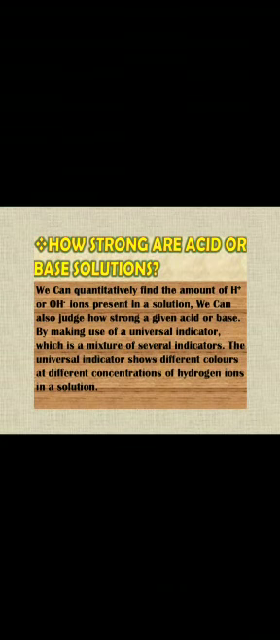So, moving on to the next topic, how strong are acid or base solutions? We can quantitatively find the amount of H+ or OH- ions present in a solution. We can also judge how strong a given acid or base is by making use of a universal indicator, which is a mixture of several indicators. The universal indicator shows different colors at different concentrations of hydrogen ions in a solution.